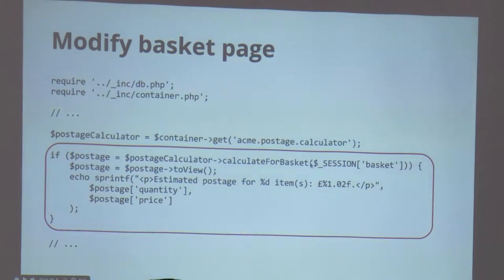If you look at the code base, you're going to see the basket is saved in a session in a very simple form. It basically has key-value pairs where the key is the ID of the postcard and the value is the quantity of this particular postcard. So it will try to find the postage for the basket, and if the postage is found, then it's going to render it to the view and just display the information: estimated postage for number of items is going to be something. Yeah, so let's start.